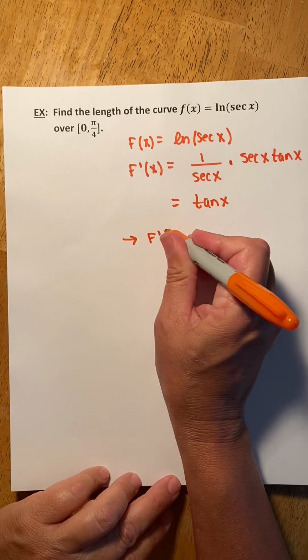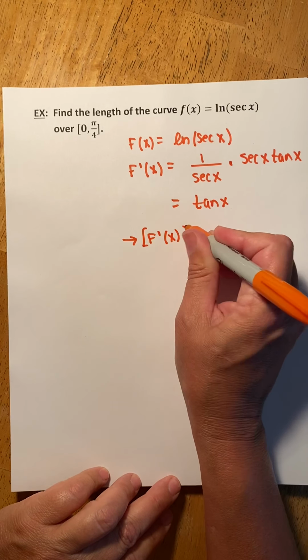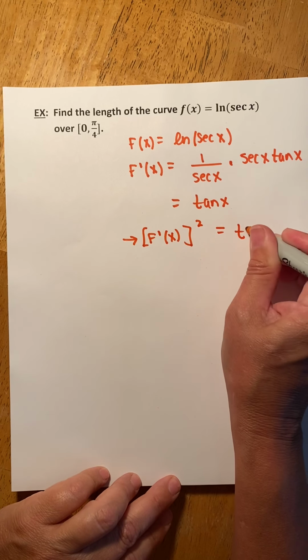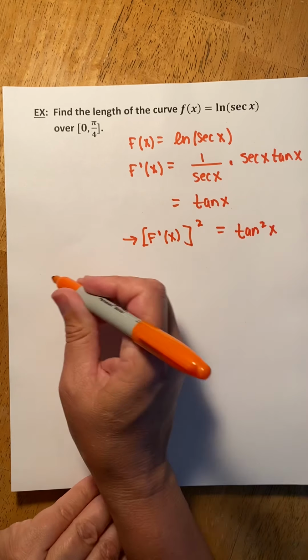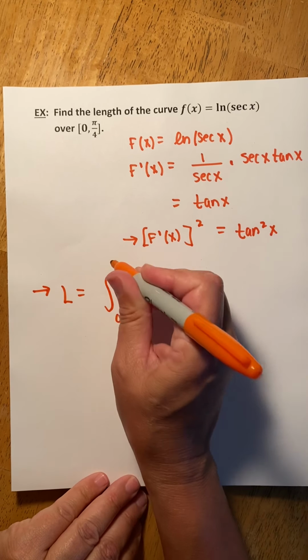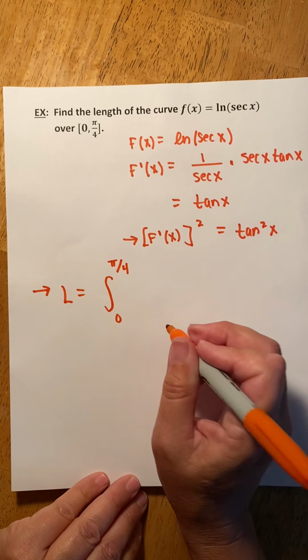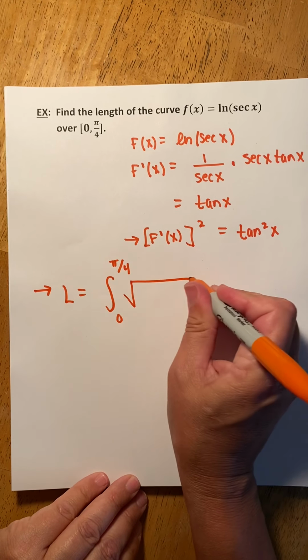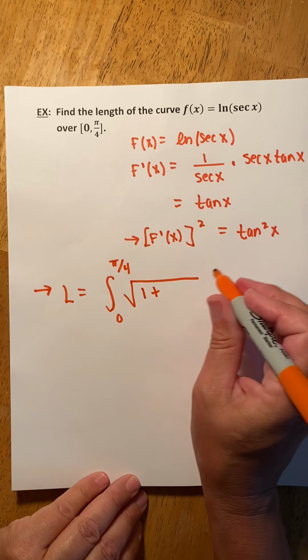So the derivative squared would just be tangent squared. So therefore, the length would be from 0 to pi over 4. And we're going to integrate the square root of 1 plus the derivative squared.